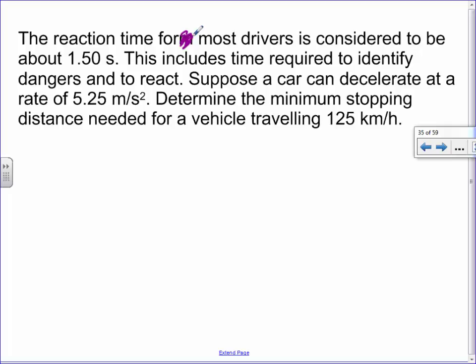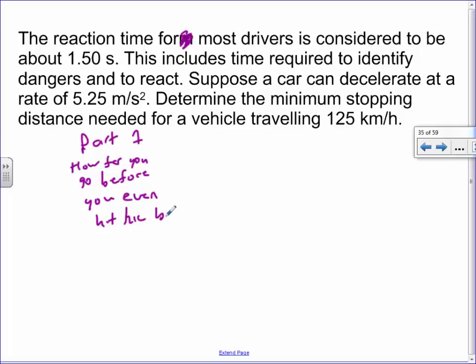This is actually a two-part question. In part one, we need to figure out how far you go before you even hit the brakes. Does that make sense? Because you're going to be coasting along at 125 for a little while before you even get your foot to the brake. It takes you a while just to get there. That's part one.